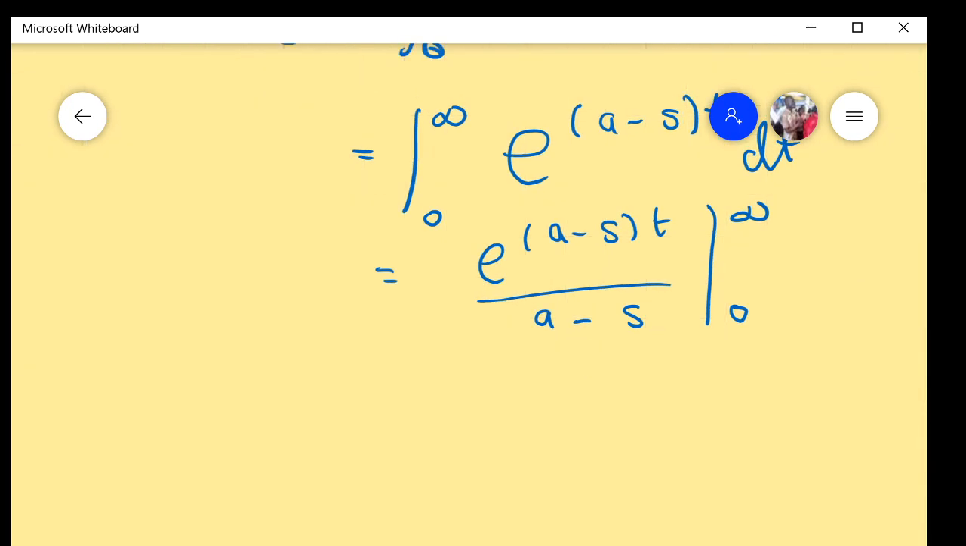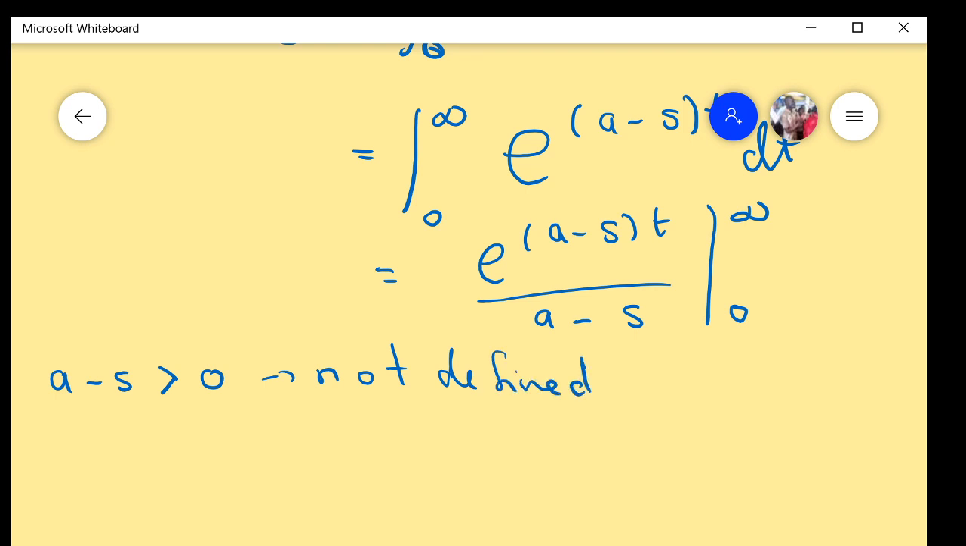So we have 0 to infinity. Now let's look at the function. Let's say we have the exponential part, that is a minus s. If a minus s is greater than 0, you realize that the result of this will be infinite. So you're going to have a bigger value. It's just an infinite value you are going to get. You can't tell, so it's going to be not defined.